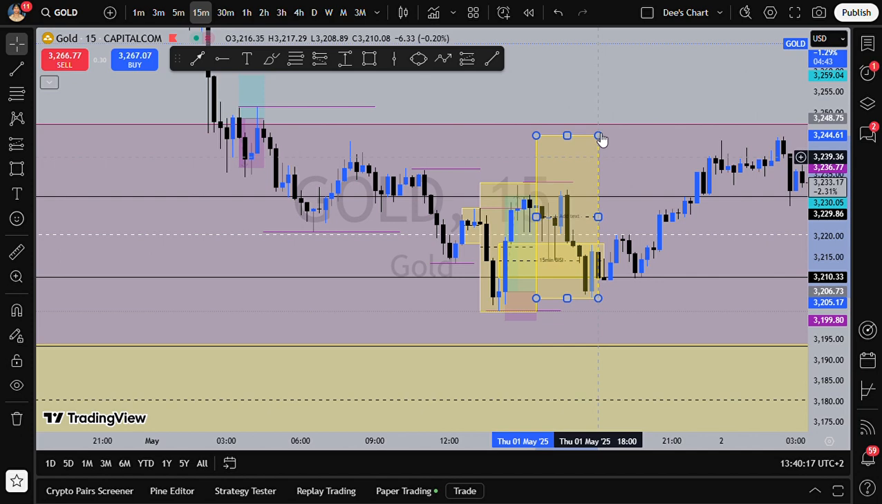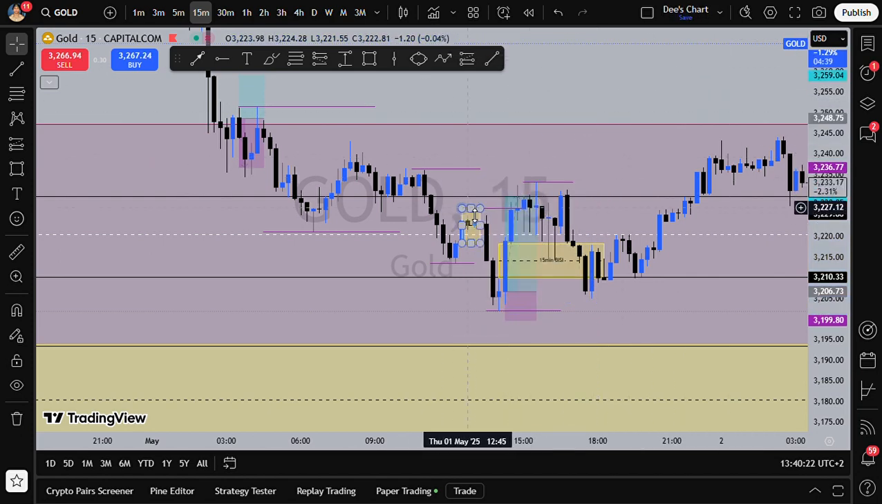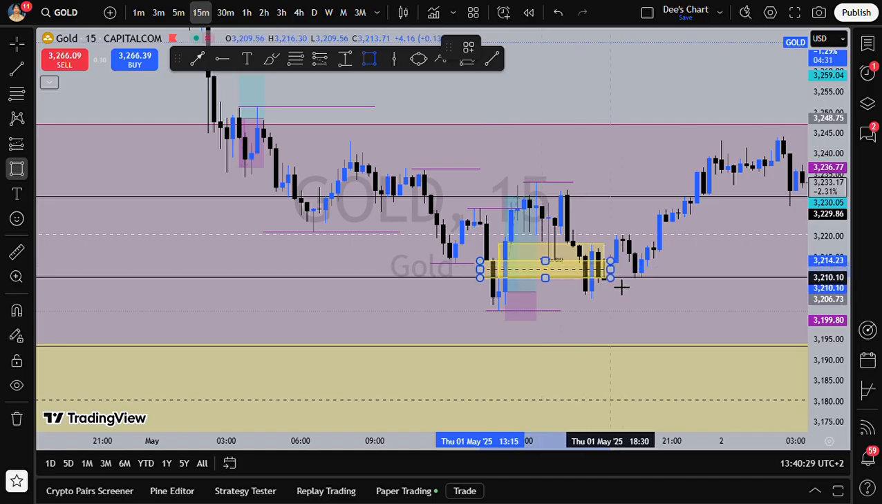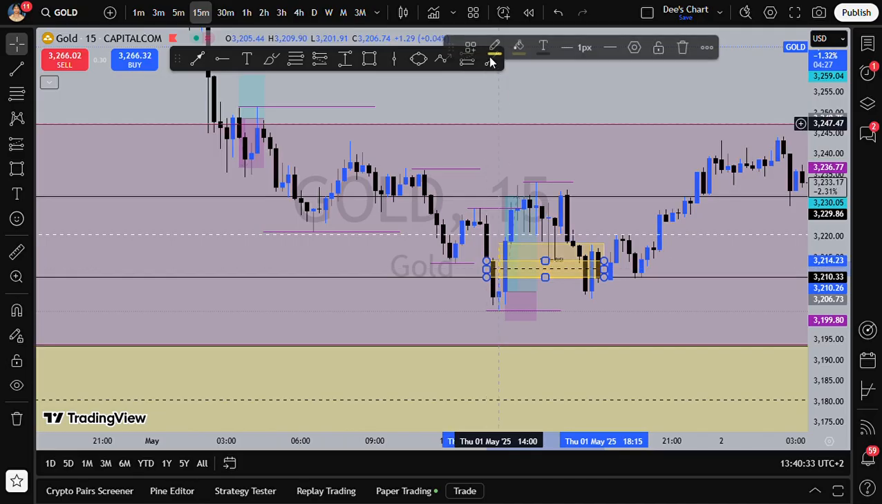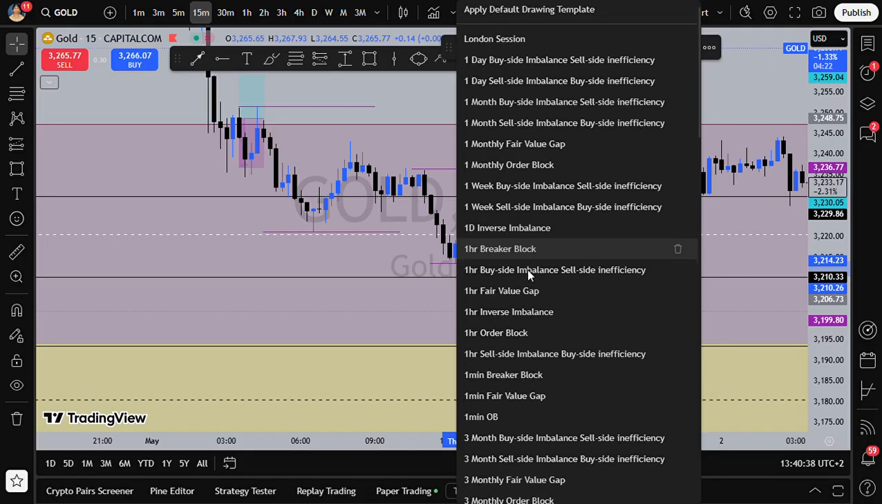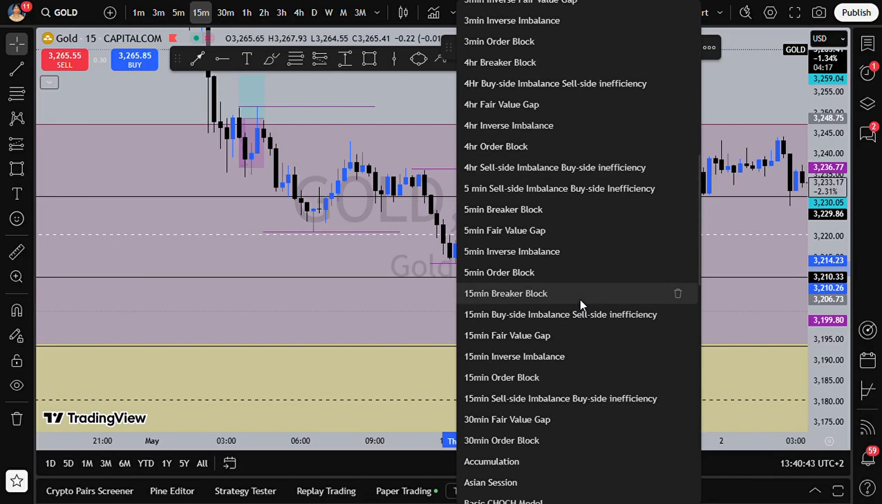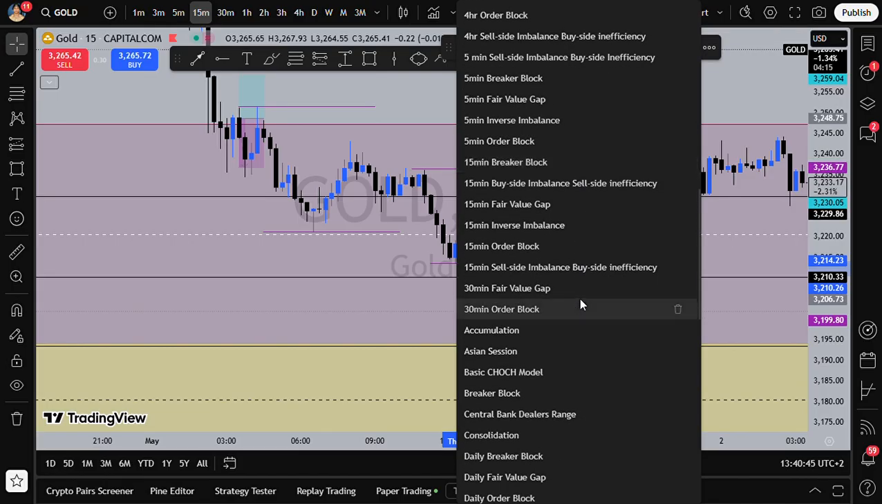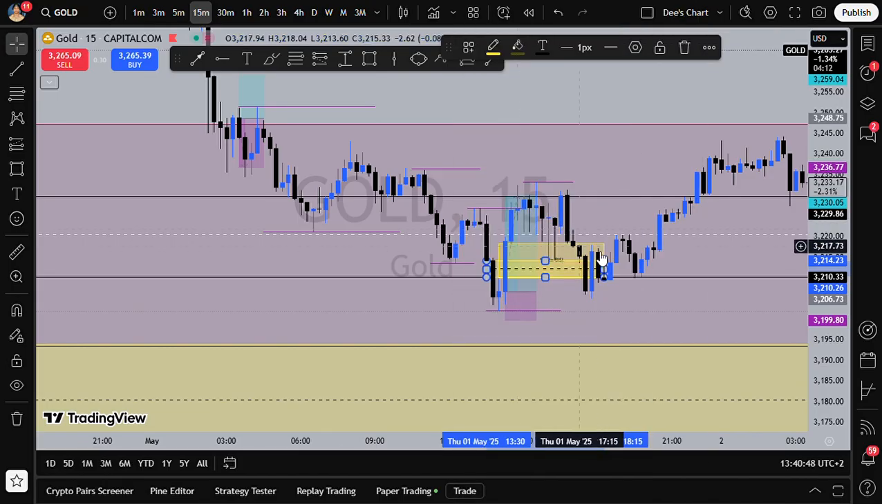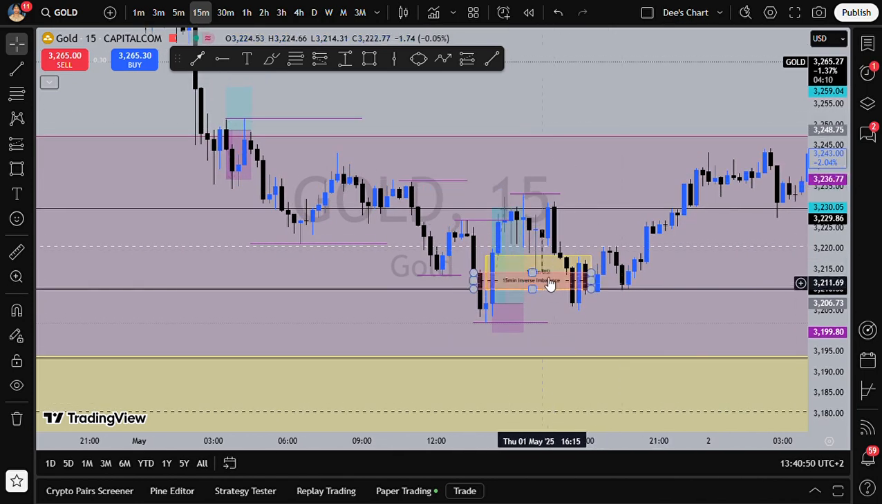So let me remove this. The next entry that you could have used is a balanced price range. A balanced price range is one of the strongest and most powerful entries that you can use. A balanced price range is just a fair value gap overlapping with an inverse fair value gap, and inside of that is called a balanced price range, and you can enter inside of it whether you are selling or buying, and it's one of the strongest entries that you can find. So that's another entry that you could have had.